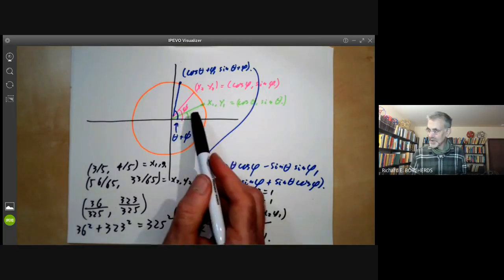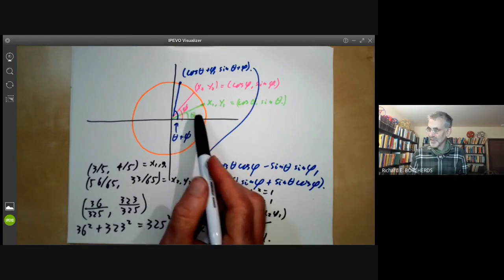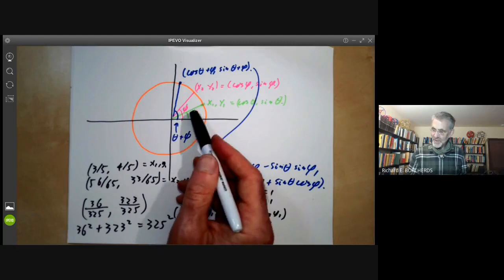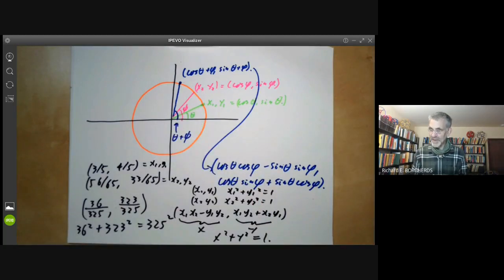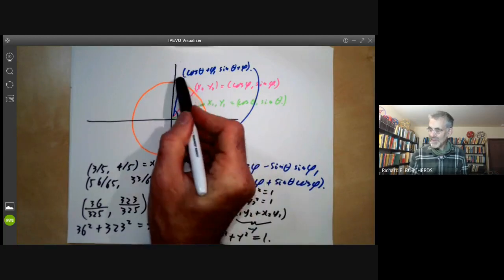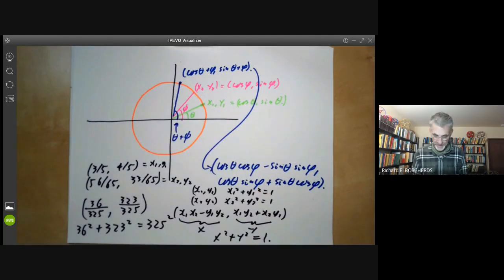Incidentally, this shows that the solutions of Pythagoras's equation form a group, which means there's a sort of way of adding up two solutions to get a third solution. So here we take this solution and this solution and add them together to get that solution.